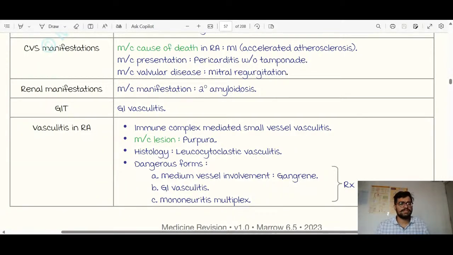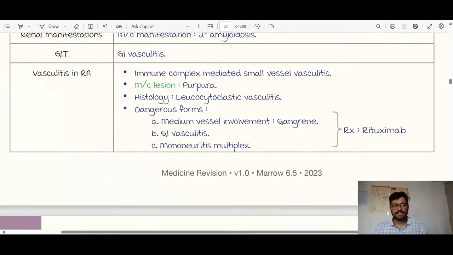GI vasculitis is another type. Vasculitis in RA: immune complex mediated small vessel vasculitis, most common lesion purpura. Histologically leukocytoclastic vasculitis. The dangerous form has multiple vessel involvement, gangrene, GI vasculitis and mononeuritis multiplex. For all these, rituximab is used for treatment.